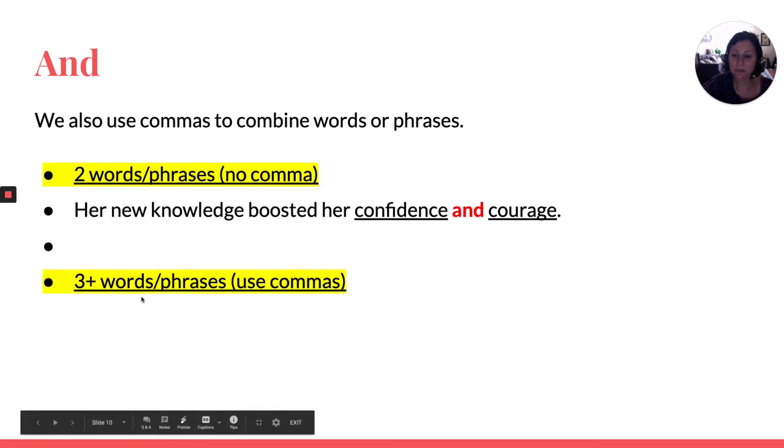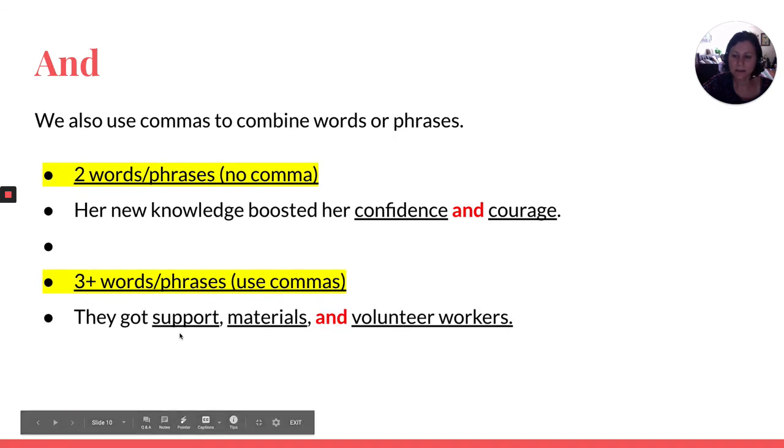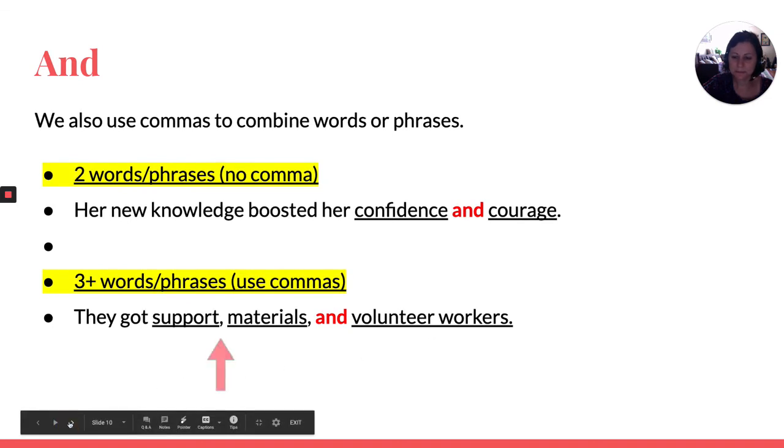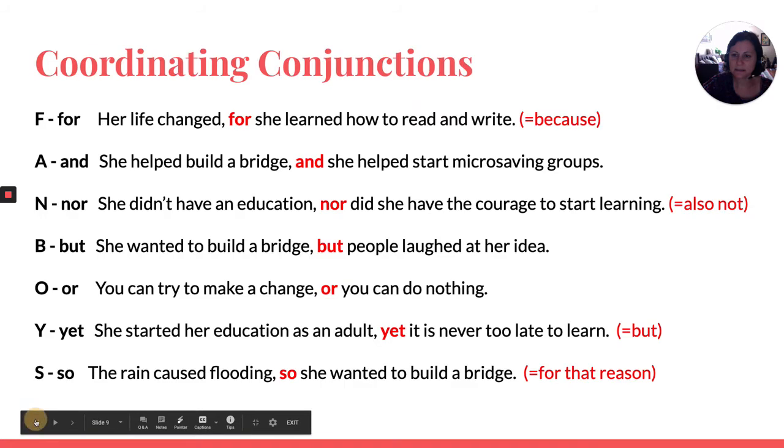However, if you have 3 or more words or phrases, you need to use the comma. They got support, materials, and volunteer workers. And so here we have 3 things. And in between we're going to use commas. And you use and between the last 2 items in a list. Okay? But remember, when you're combining 2 sentences, like in this example, if you're combining 2 independent clauses, you need the comma.